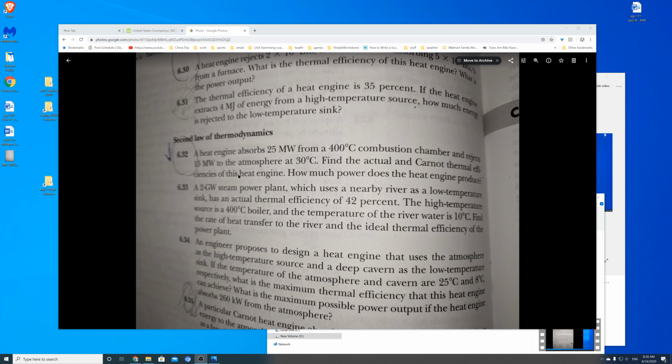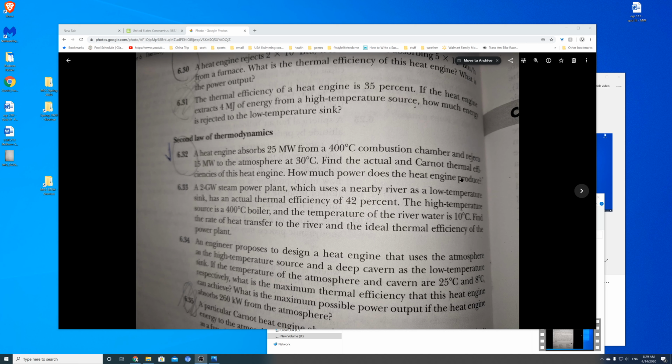Okay, I'm going to look at problem 6.32 at the end of the chapter. This one is a heat engine, and it absorbs 25 megawatts from a 400-degree combustion chamber and rejects 15 megawatts to an atmosphere at 30 degrees C. So we need to find the actual and Carnot thermal efficiency of the engine, and how much power the heat engine produces.